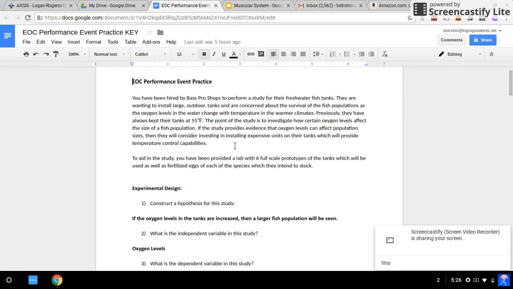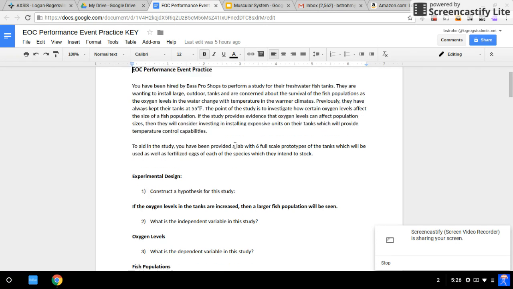If the study provides evidence that oxygen levels can affect population sizes, then they will consider investing in installing expensive units on their tanks which will provide temperature control capabilities. To aid in the study, you have been provided a lab with 6 full-scale prototypes of the tanks which will be used, as well as fertilized eggs of each of the species which they intend to stock.